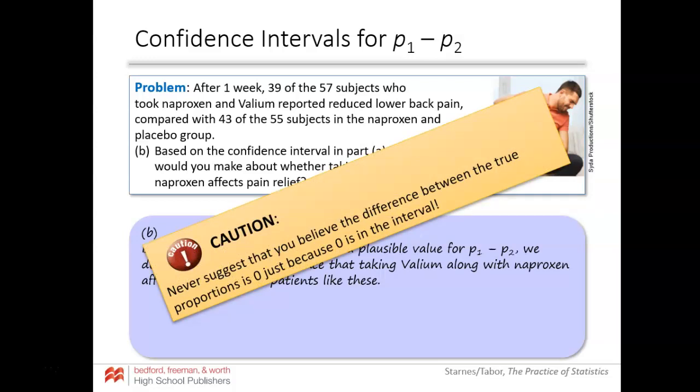Never suggest that you believe the difference between the true proportions is 0 just because 0 is in the interval. So notice we didn't say there is no difference.